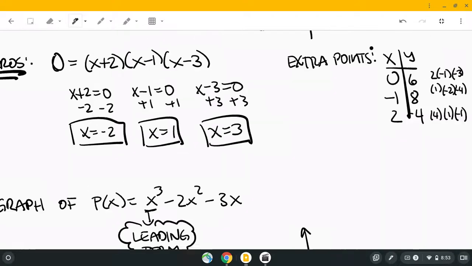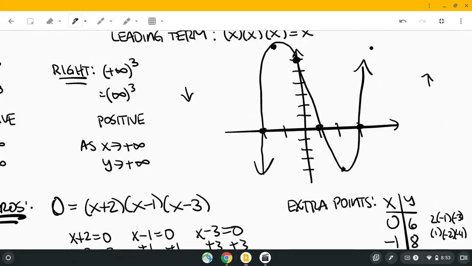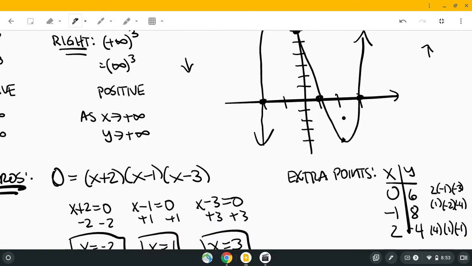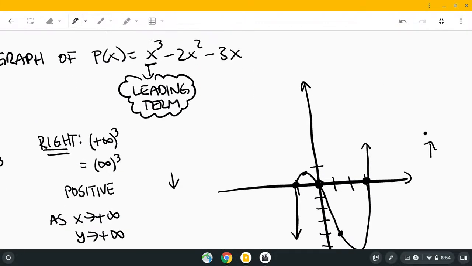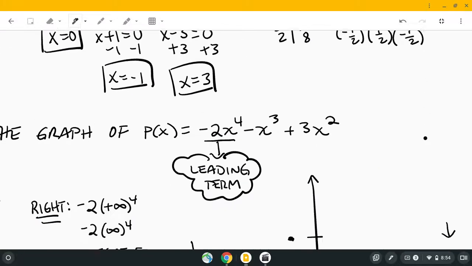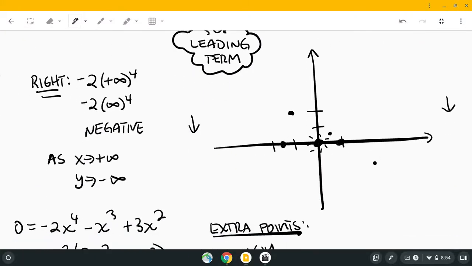Whenever it's a single zero, when it's not a double zero, your graph will go through that zero. When it's not a double zero, your graph will go through it. Over here, where we have this double zero, it will not go through.